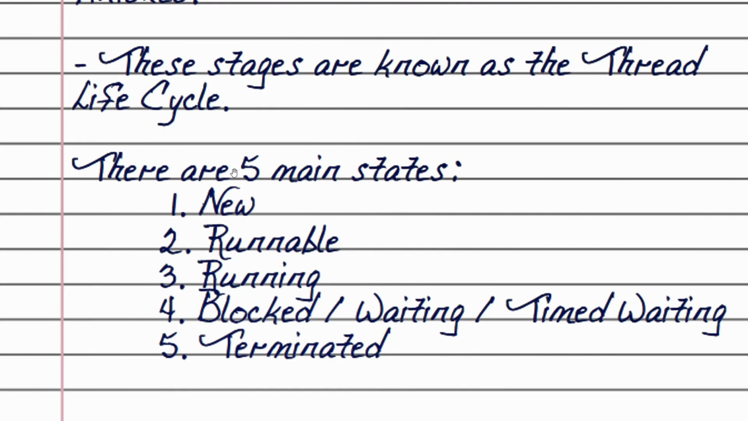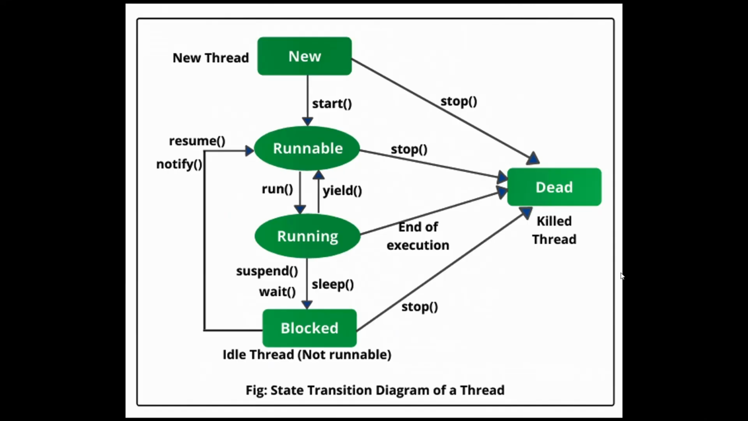So there are mainly 5 main stages. These are the stages: first is new, then runnable, running, then the fourth stage is blocked / waiting / timed waiting, then the fifth is terminated. So these are the 5 stages of the thread life cycle. This is the diagram of the thread life cycle. Now let's understand each and every stage in detail.